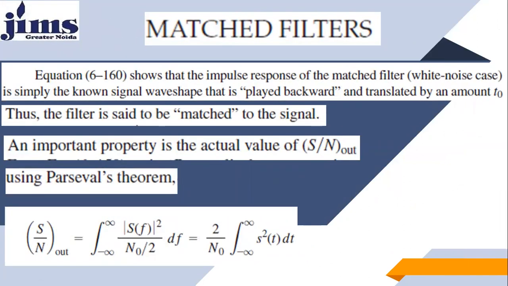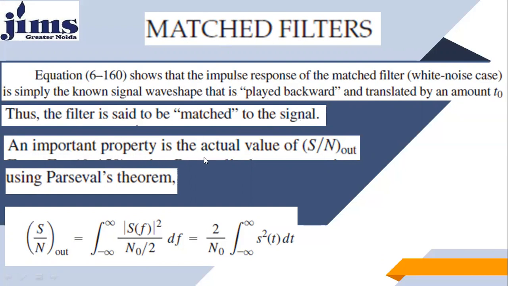So what we saw in the previous example, we just take the case of the impulse response. That shows the impulse response of the matched filter, and we always take white noise because white noise comes into the picture whenever you take channel noise. So the impulse response of a matched filter, which is the white noise case, is simply the known signal waveform that is played backward and translated by an amount t naught. That is the reason why we call this filter matched to the signal, right?